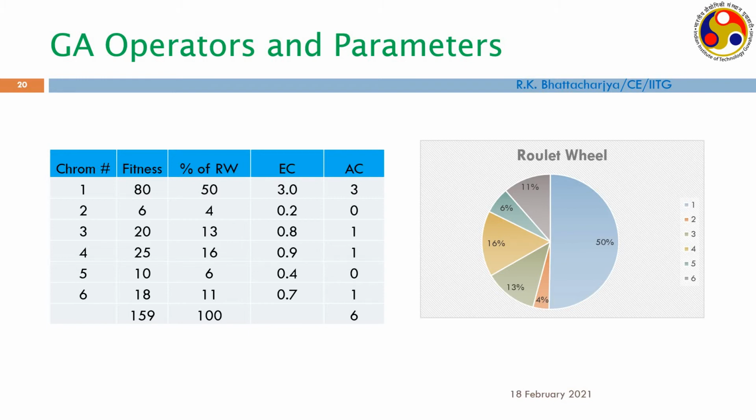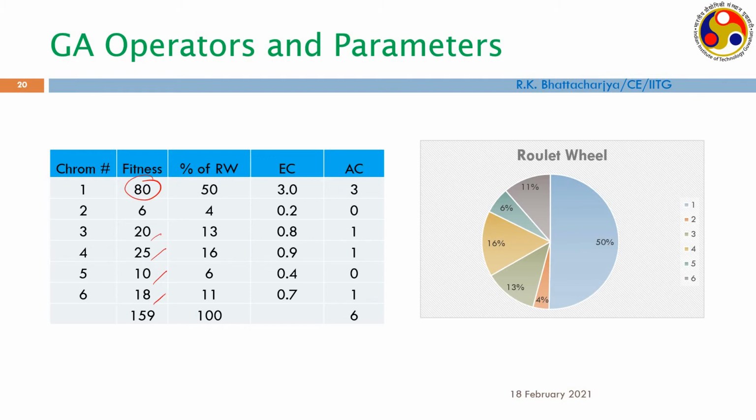Now what is the disadvantage of this proportionate selection? If you look at it, we are selecting the parents based on the fitness value. Now the question is, suppose there is a particular solution whose fitness value is very high compared to the fitness value of the other solutions. In this case I have shown an example. The fitness value of solution 1 is 80, and compared to the other solutions, which are 6, 20, 25, 10 and 18, the fitness value of solution 1 is very high.